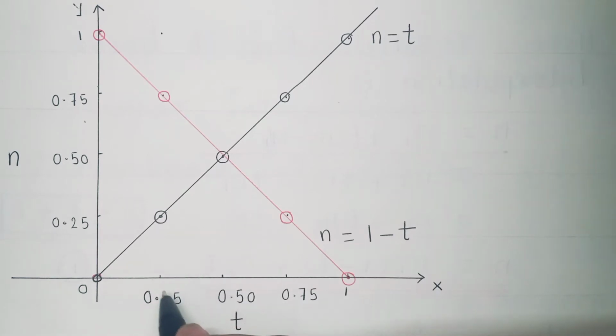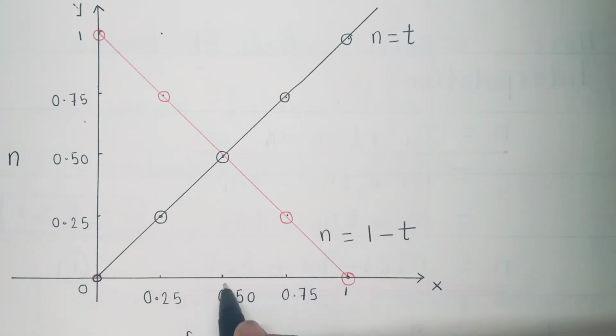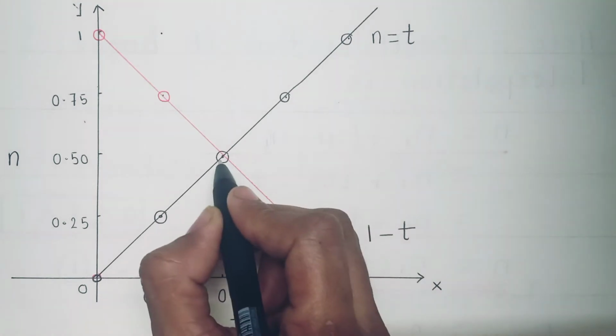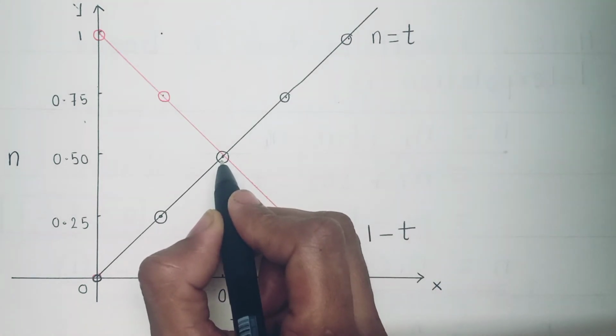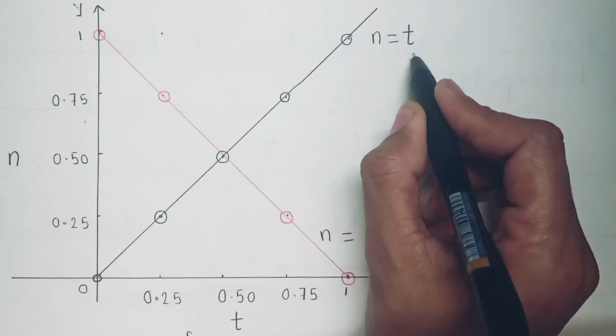That means when t is equal to 0.25, n is equal to 0.25. So this is the point. When t is equal to 0.50, n is also equal to 0.50. So similarly we find all the points here and draw a line.